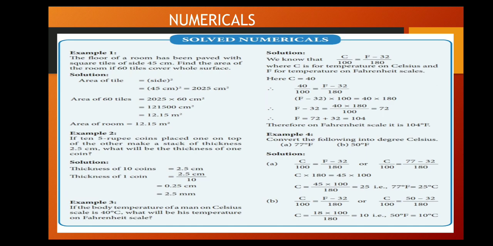Second one. C upon 100 is equal to F minus 32 upon 180. Again, the formula, you need to write the formula in each step. C upon 100 is equal to 50 minus 32 upon 180. Cross multiply. C is equal to 18, since 50 minus 32 is 18, into 100. We have taken 100, which was towards the left in the division form. When it goes towards the right, it goes in the multiplication form. So 18 into 100 upon 180 is equal to 10. That is, 50 degrees Fahrenheit is equal to 10 degree Celsius.